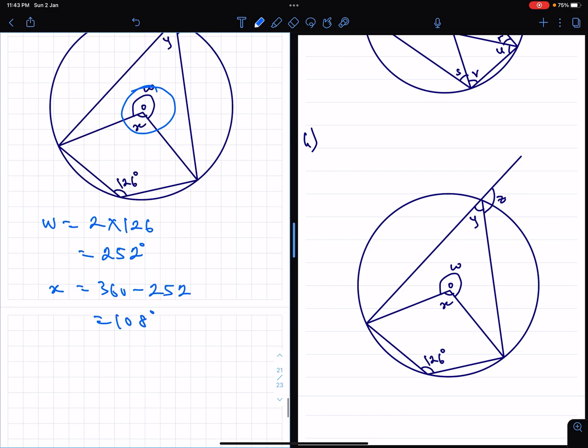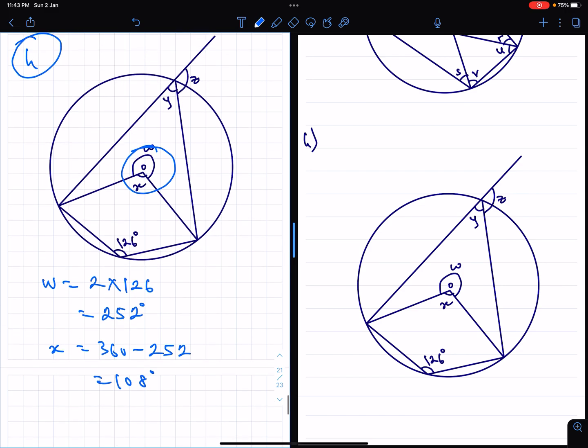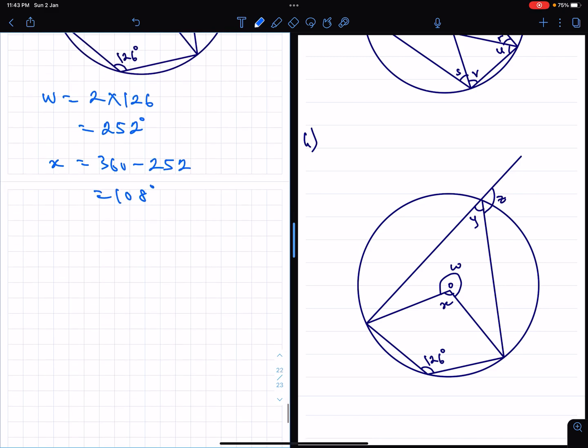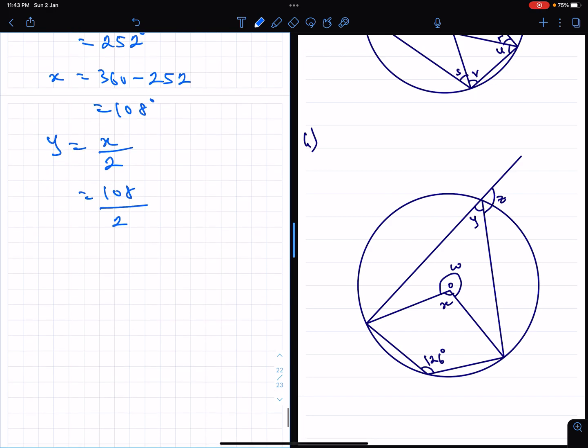108 degrees. What else? Y. I know that X is twice Y. Angle at center is twice angle at circumference. So that means Y will be X over 2, which means 108 degrees divided by 2, and that's 54 degrees.